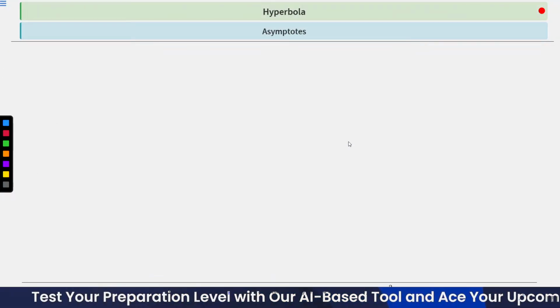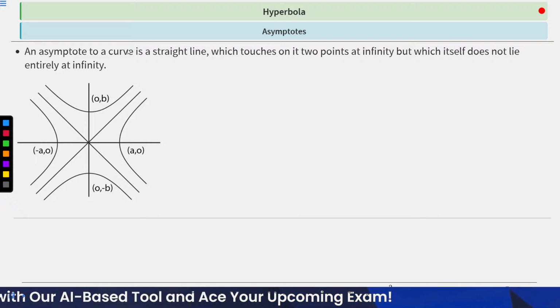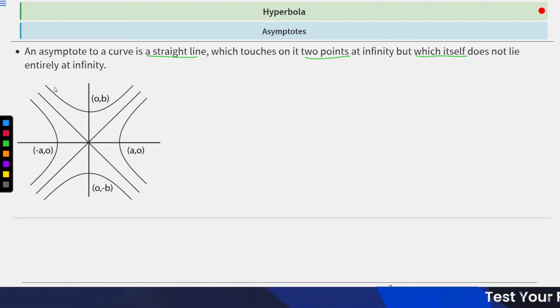Now asymptotes. An asymptote to a curve is a straight line which touches it at 2 points at infinity but which itself does not lie entirely at infinity.